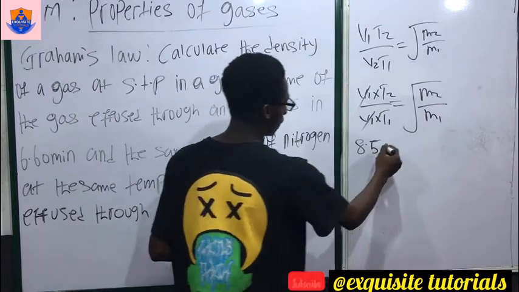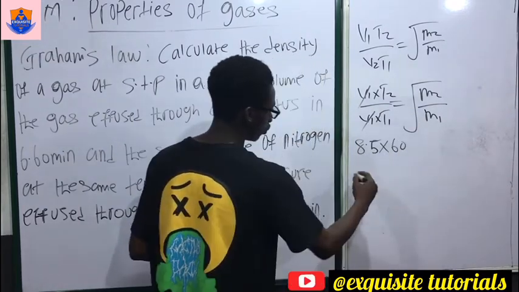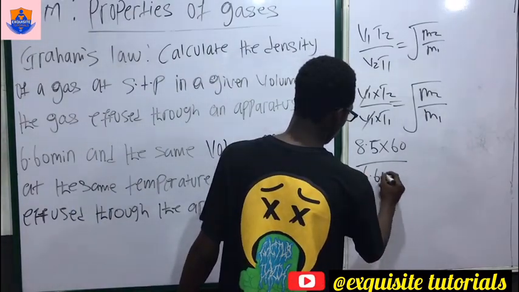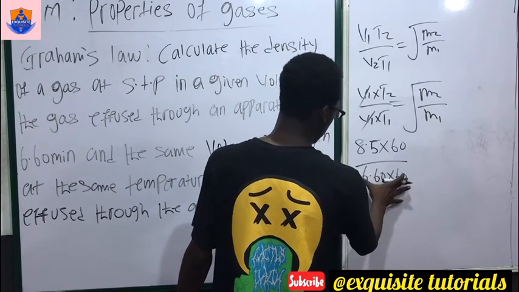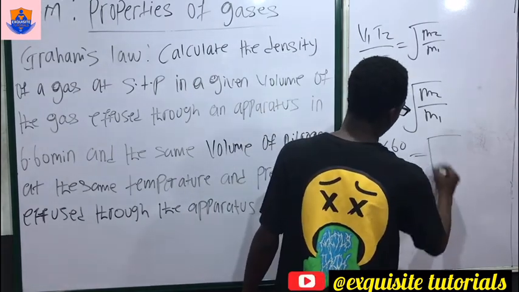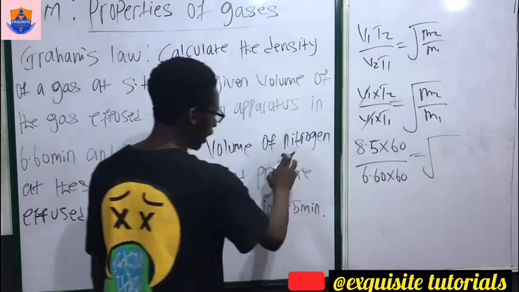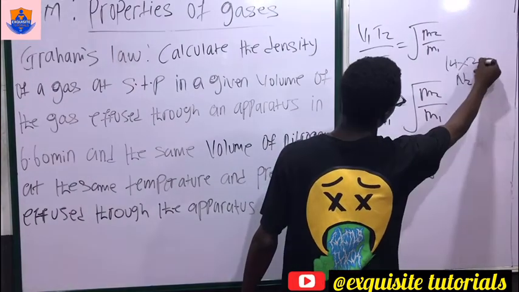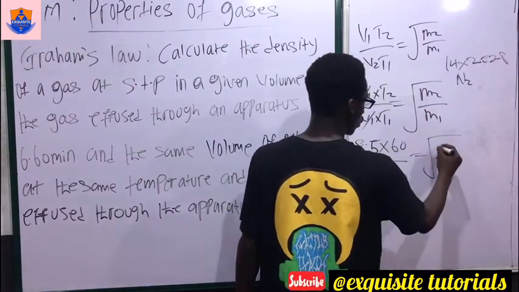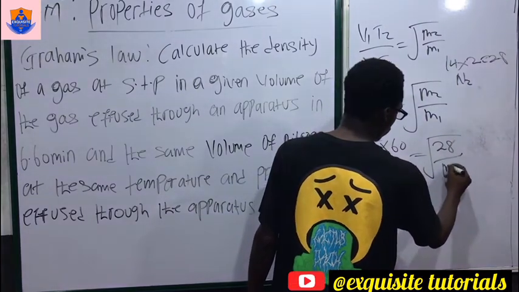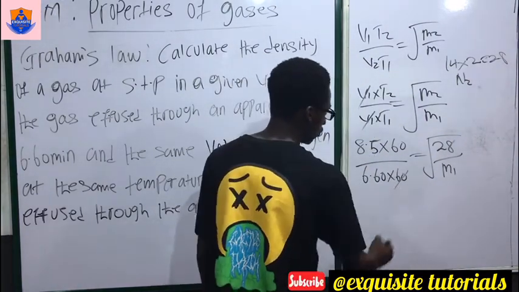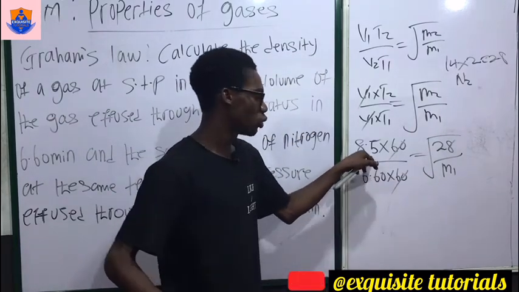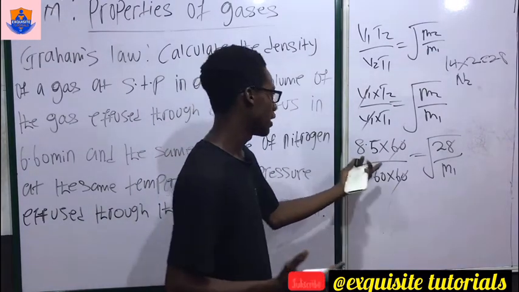So we have 8.5 times 60 to seconds. Then we have here 6.60 times 60, which is already in seconds, will be equal to root M2, which is known, for nitrogen. Nitrogen is 14, but we have N2, so times 2, we have 28. So we have 28 over M1. Now 60 will cancel 60, which is exactly what I said. So converting to seconds here does not really matter, because we are dividing by the same thing.